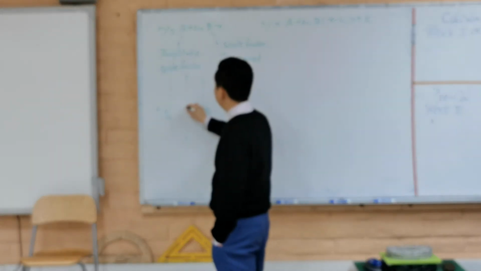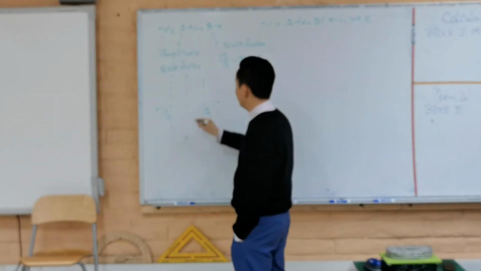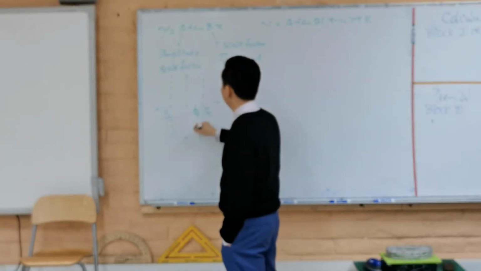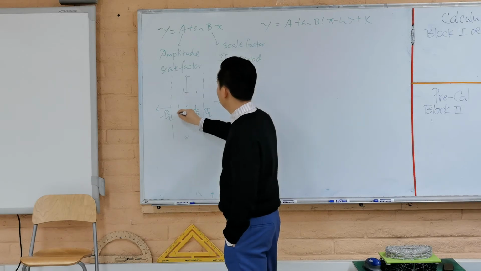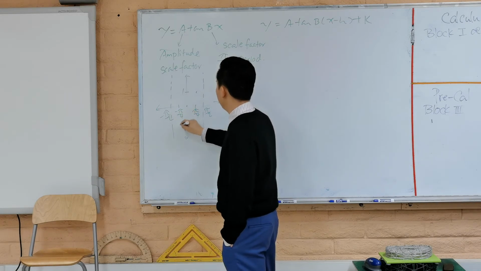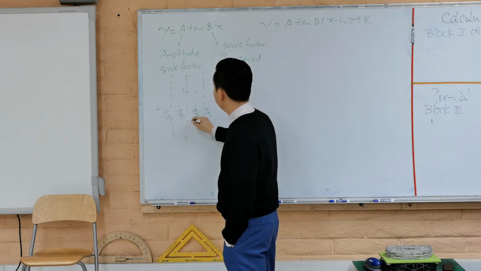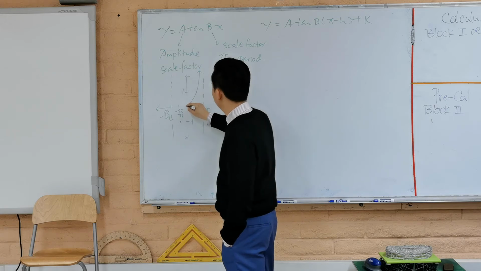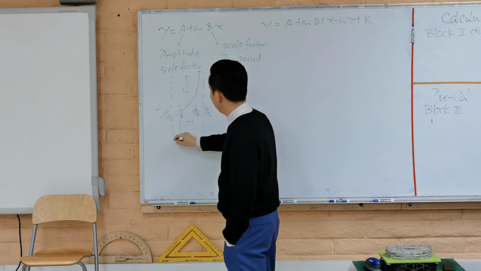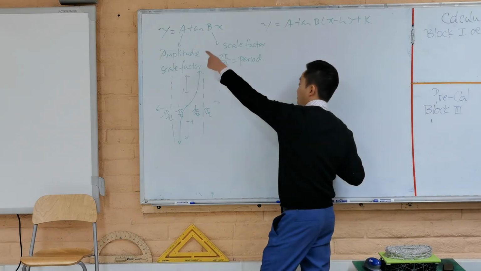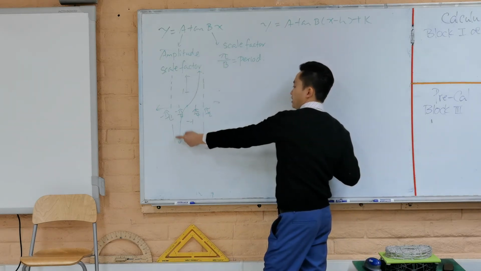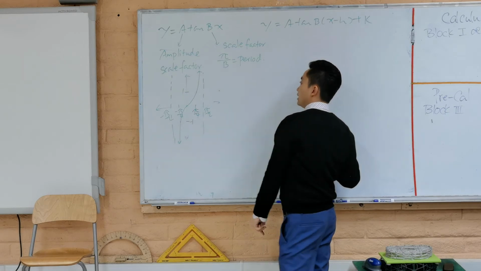Tangent of 0 is 0. Tangent of pi over 4, if you use the unit circle, is 1. And tangent of negative pi over 4 is negative 1. Once you connect those dots, it's a cubic-like curve. See that there's no amplitude, because it goes all the way up to infinity, and on the other side of the boundary, all the way down to negative infinity.